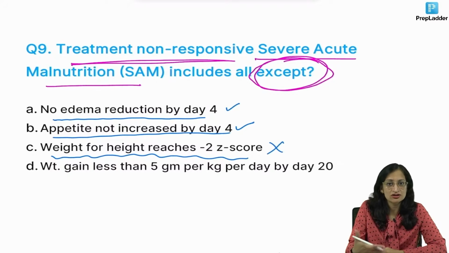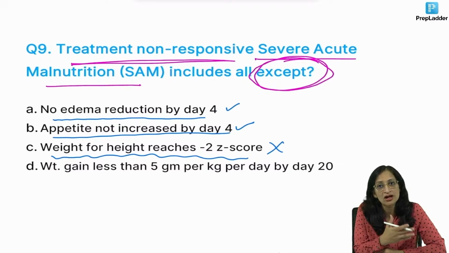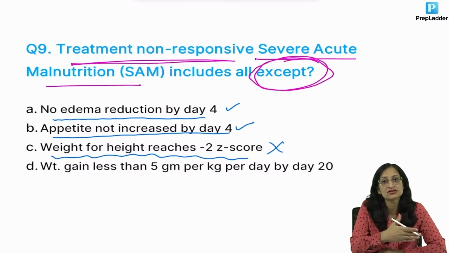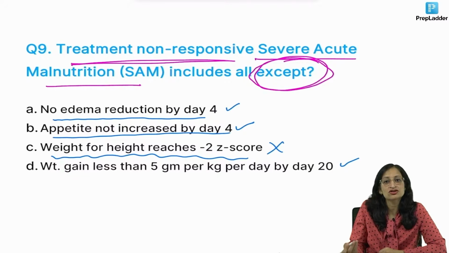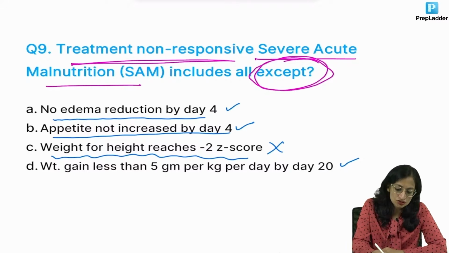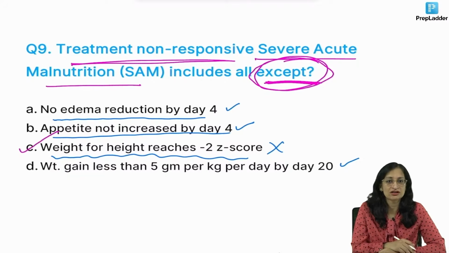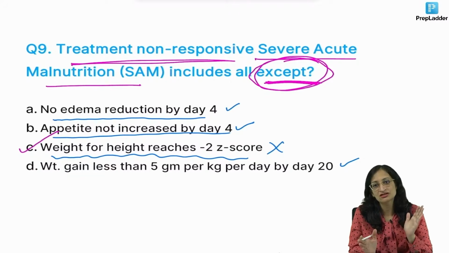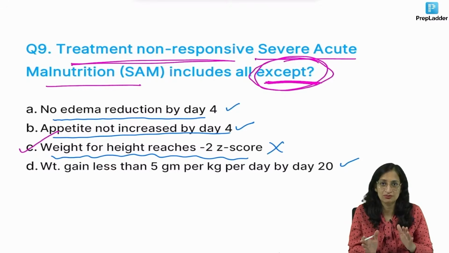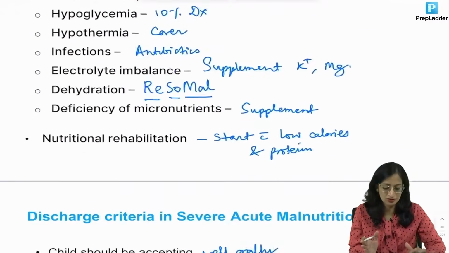The child is responding. So weight for height has increased from less than -3 Z-score, it's come to -2 Z-score. Weight gain less than 5 gram per kg per day by day 20. So that also again indicates the child is not responding to treatment. So because except is there in the question, so our best answer is option C here. So slightly complicated question. But these are the criteria for when the SAM child is not responding to treatment. Okay, and we saw what the treatment is.